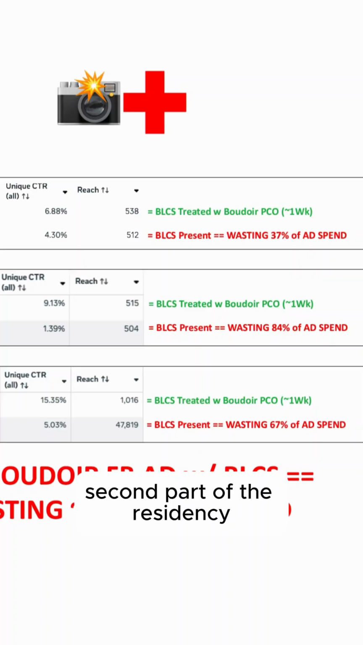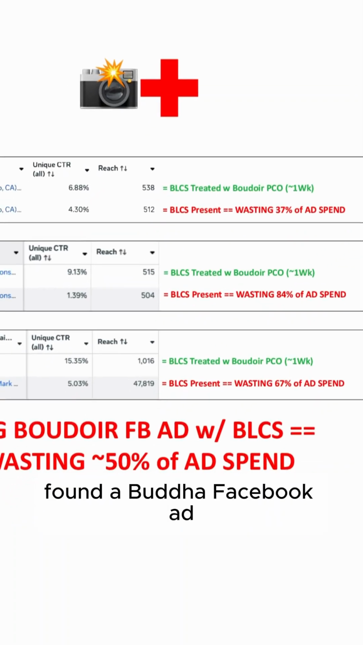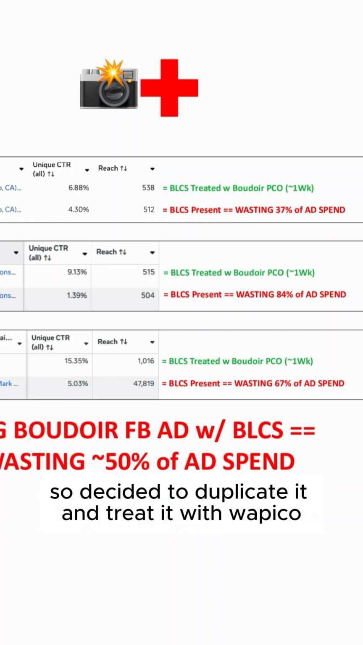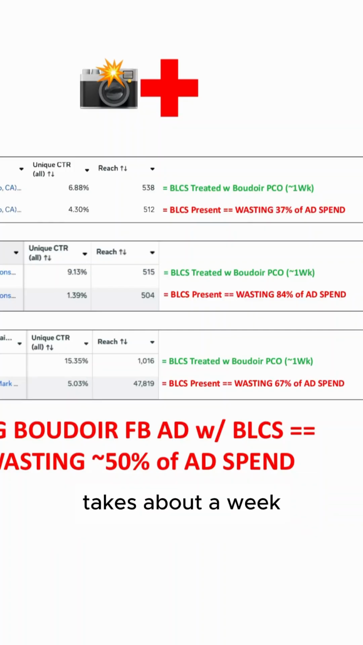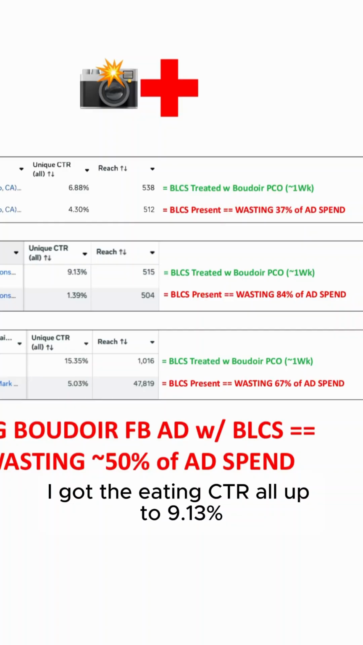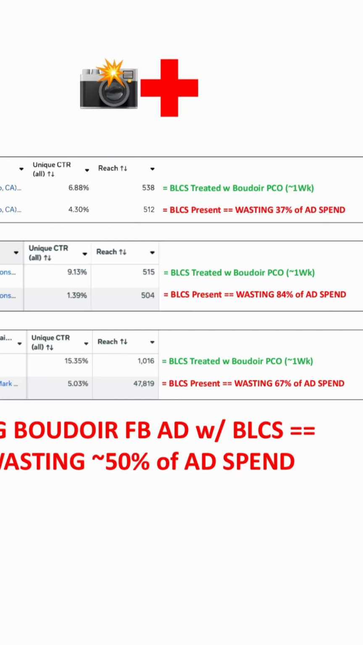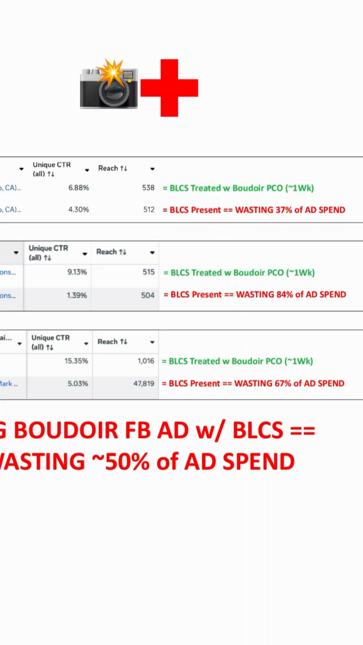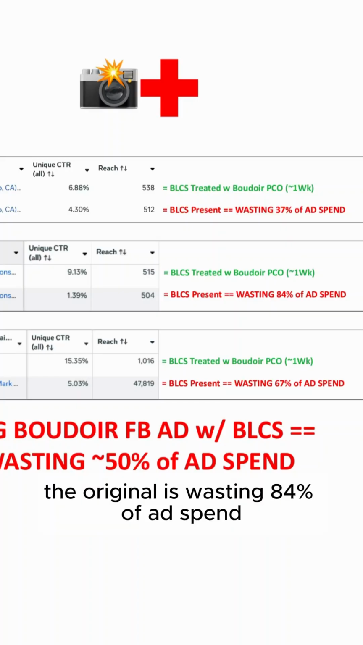Second part of the residency, found a Boudoir Facebook ad that had 1.39% unique CTR all. So we knew that BLCS was present, and so decided to duplicate it and treat it with Boudoir Pico. Takes about a week. I got the unique CTR all up to 9.13%. So we actually discovered that the original was wasting 84% of ad spend.